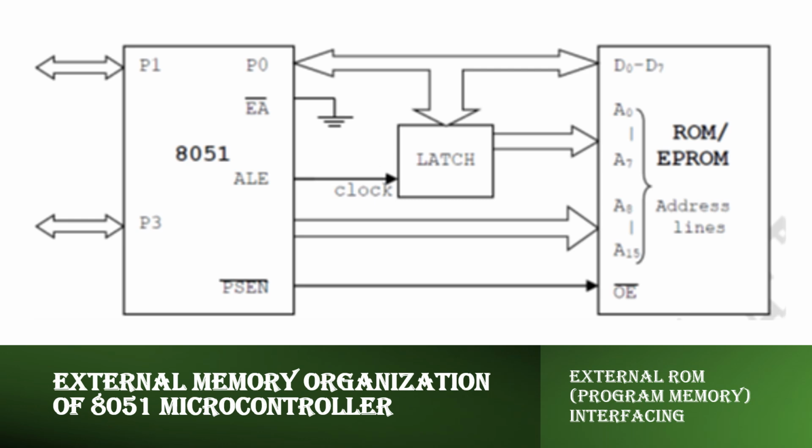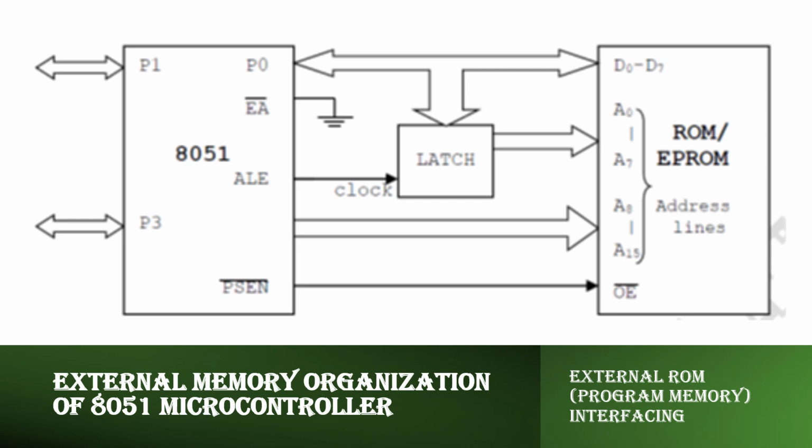Now here you can see port 2 will be providing the higher order address. And then here you can see the PSEN. PSEN is used to activate the output enable signal for your external ROM or EEPROM. So this external ROM is used to store the program code that the 8051 will start executing.